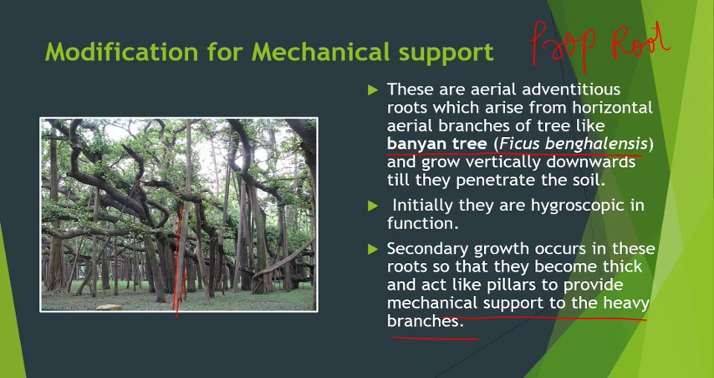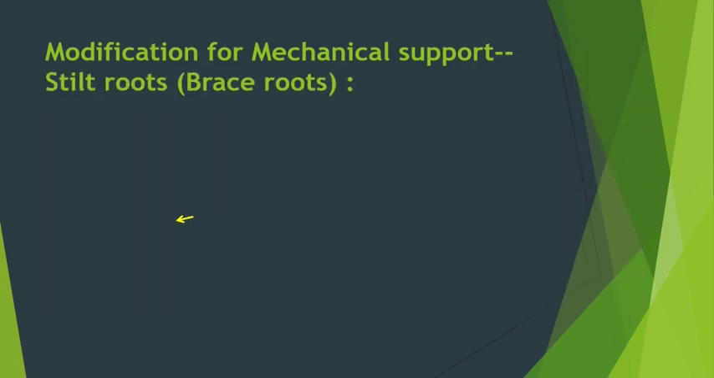So these prop roots are modification of adventitious root. Why are they adventitious roots, though they are present in dicot plants? Because they are not arising from the radicle, but they are arising from the nodes of the branches. They are aerial roots. Any root which arises from any other part but not the radicle is an adventitious root. I hope you have followed. Providing mechanical support, prop roots. After this, we'll see stilt roots.